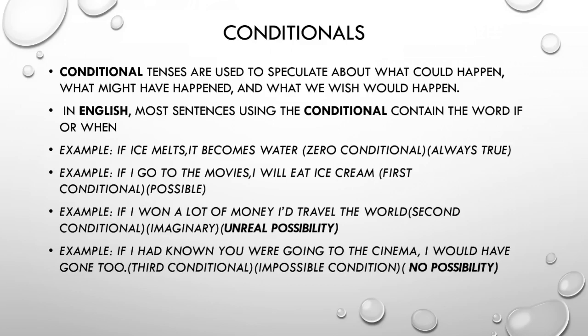If I go to the movies, I will eat ice cream. This is known as the first conditional. Here, what is said is possible. If I go to the movies, I will eat ice cream. It's a possible choice, one of the possibilities. It may happen or it may not happen.